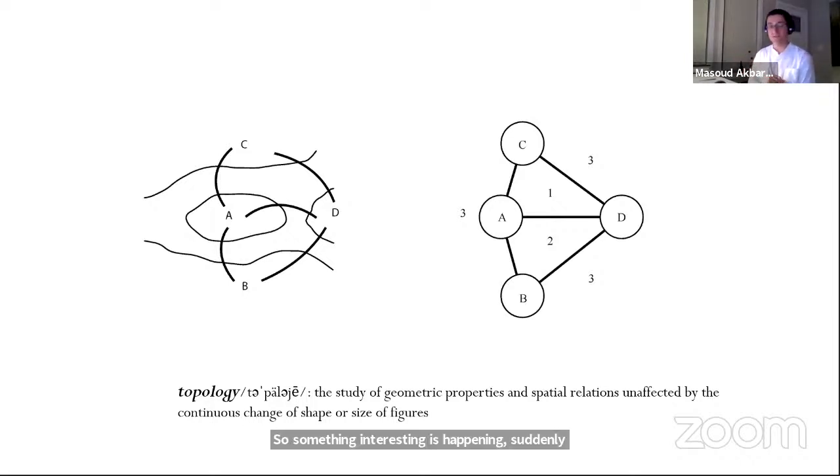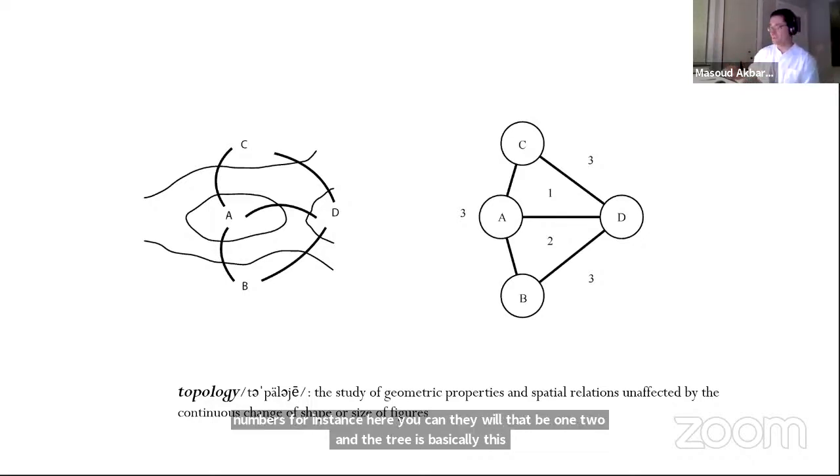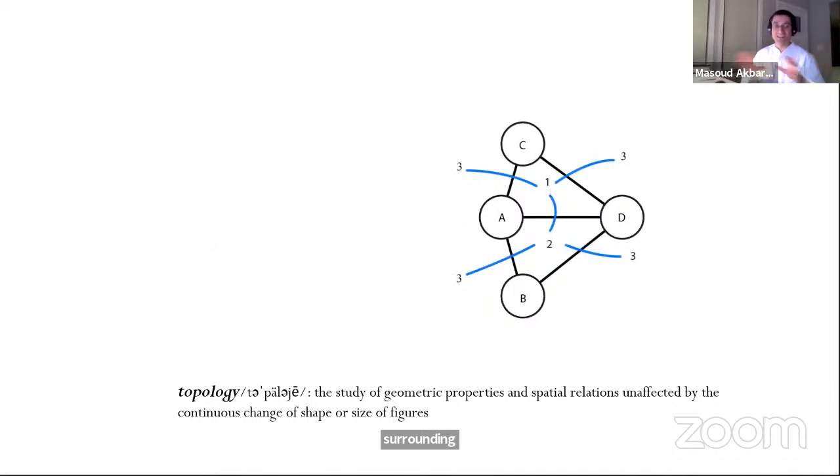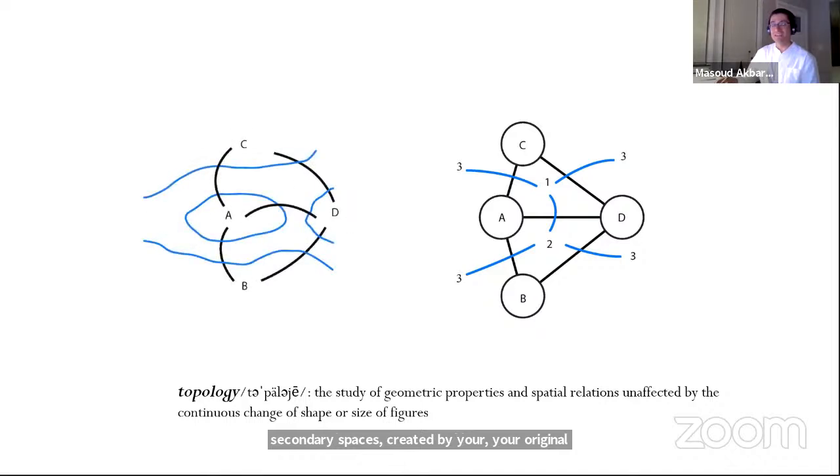Suddenly this new graph that you created divided the space into multiple other segments that we can actually label by numbers. For instance, here you can label them 3, 1, 2, and the tree is basically the surrounding space that is connected to it. Now, if you start drawing bridges that connect those secondary spaces created by your original graph, you end up describing the topology of the river itself.